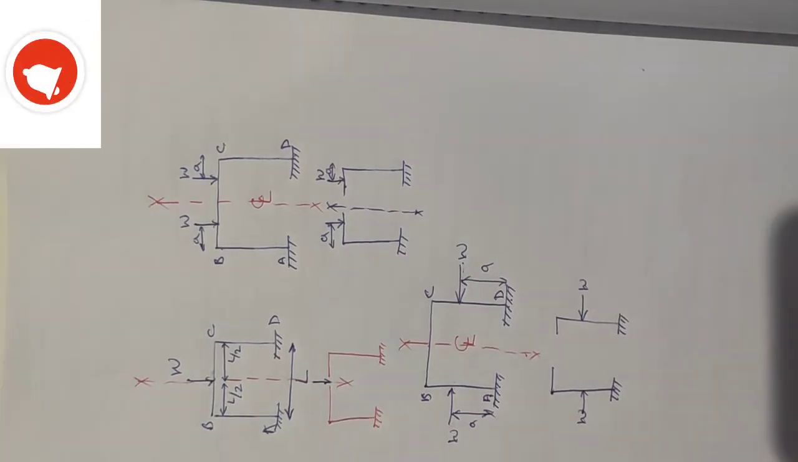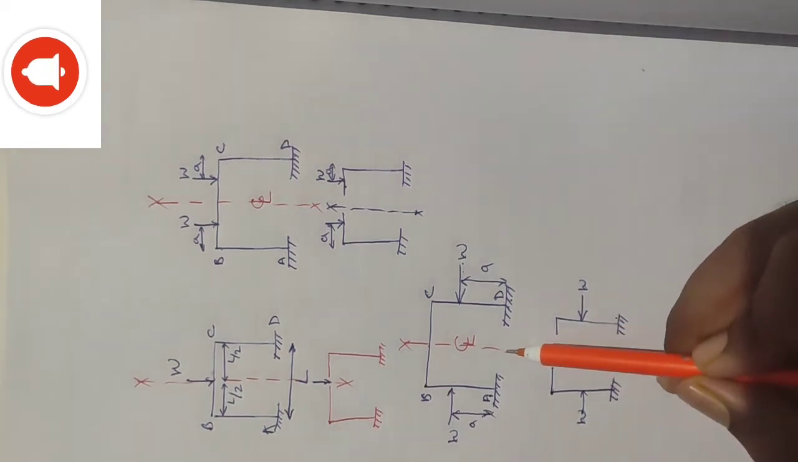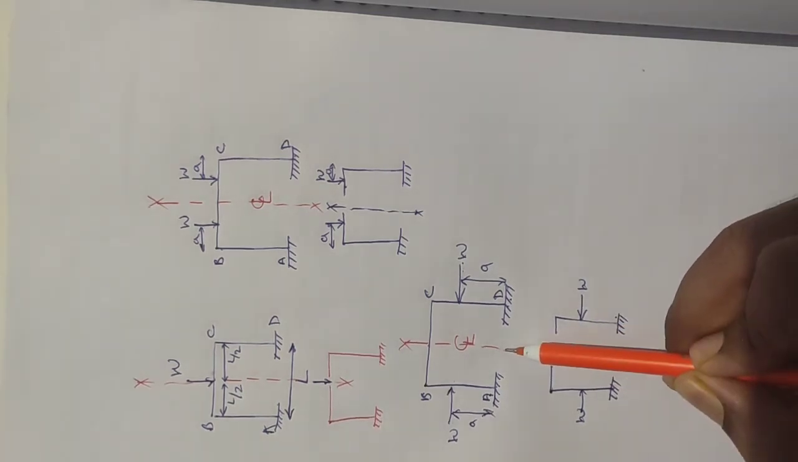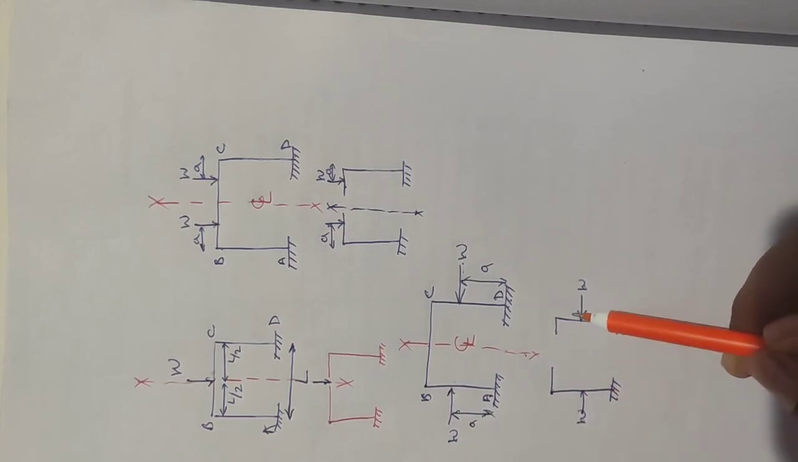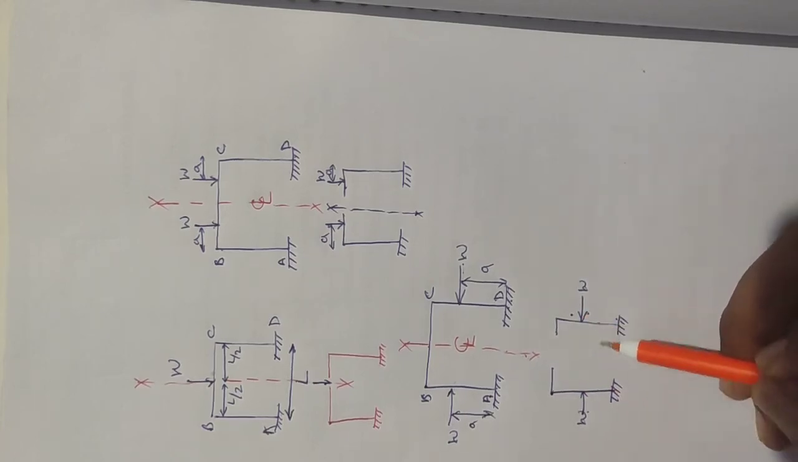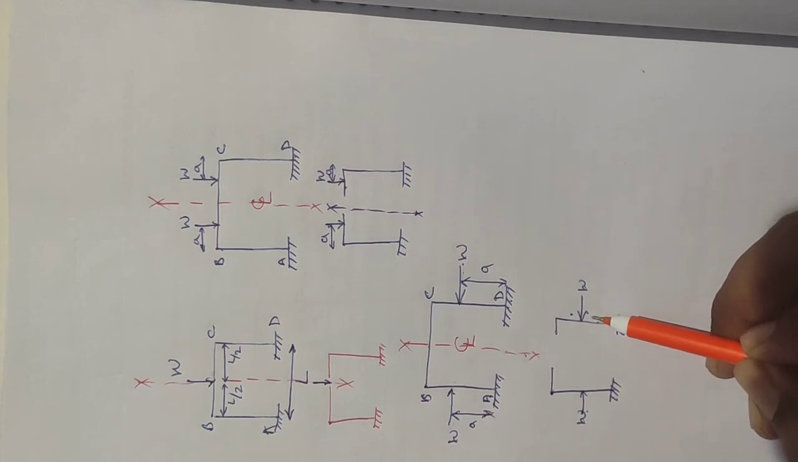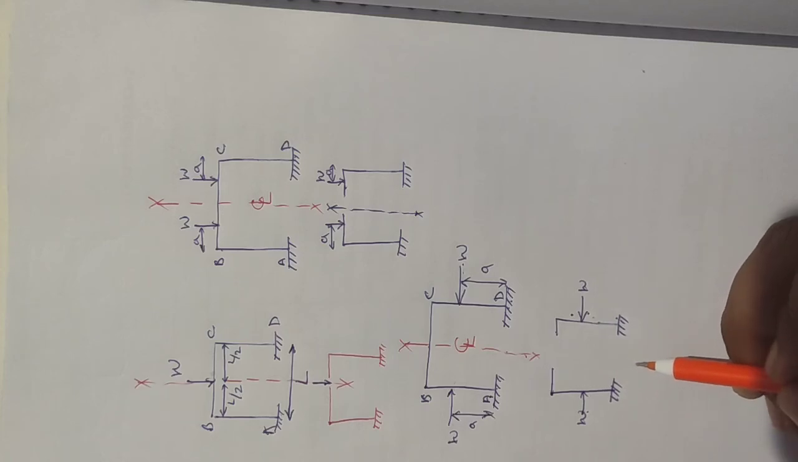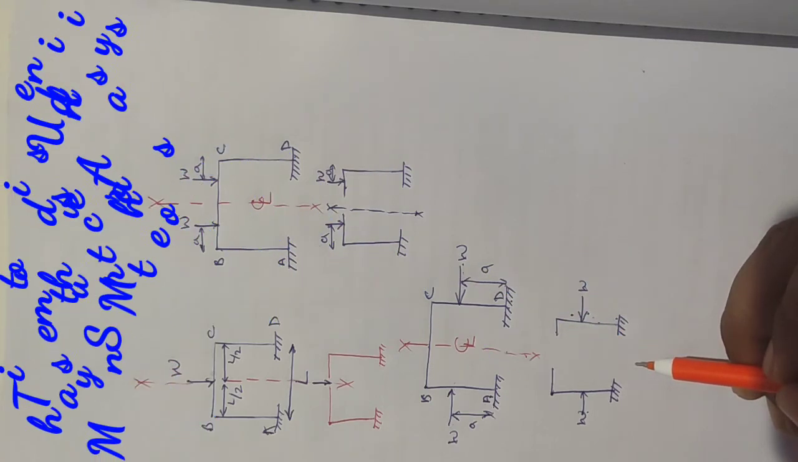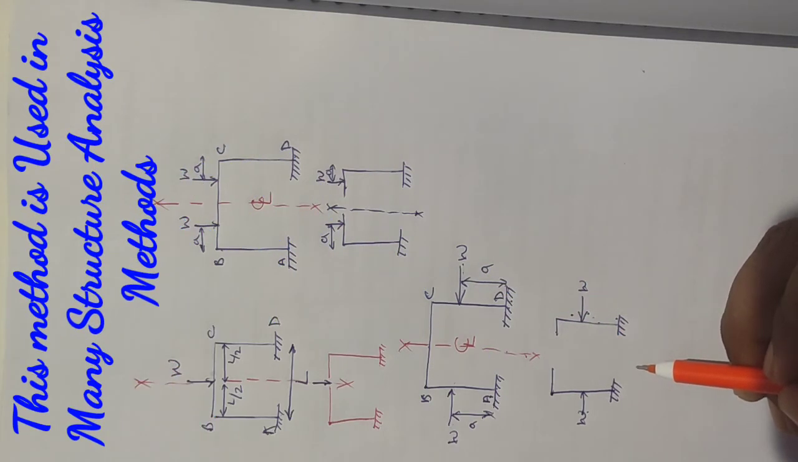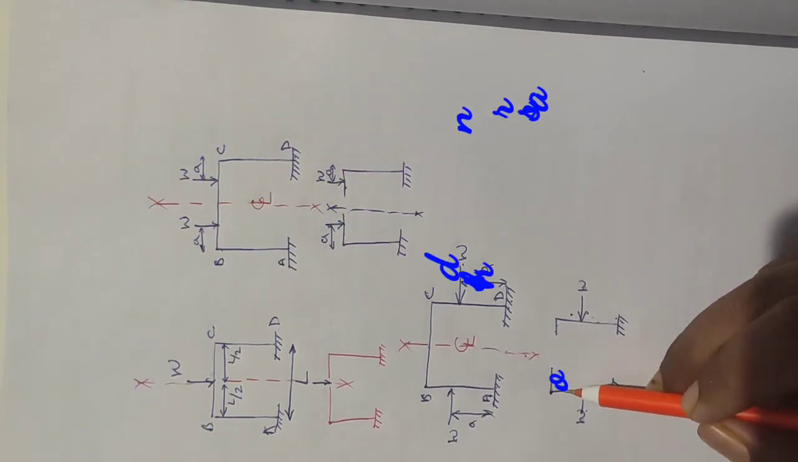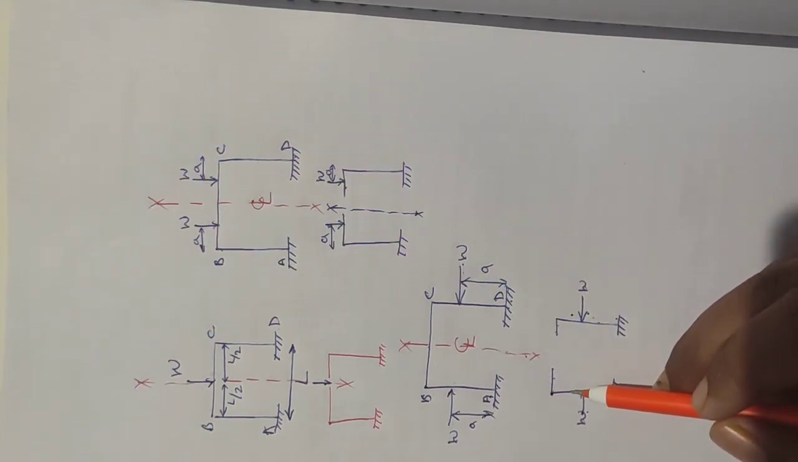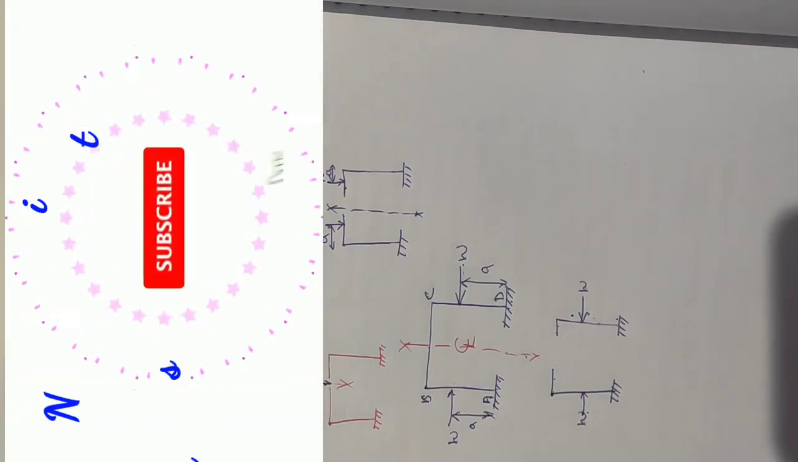That means for analysis of a frame, if we cut the frame into two equal parts and analyze whether the frame is symmetric or not, we can simply determine whether the horizontal forces acting on the frame will produce sway or non-sway. In this way, we can simply classify structures for sway analysis and non-sway analysis. In many structural analysis methods, in the first step, we have to determine whether the structure acts with sway or without sway. So students, we'll end our video here.